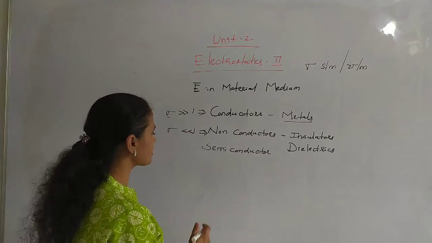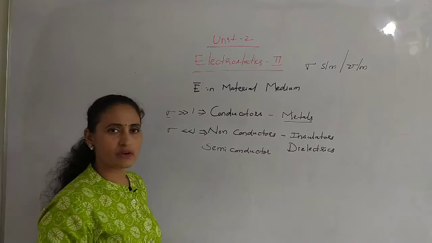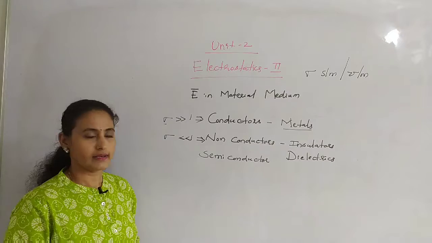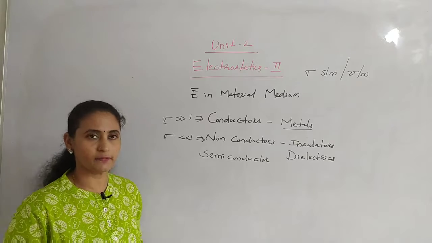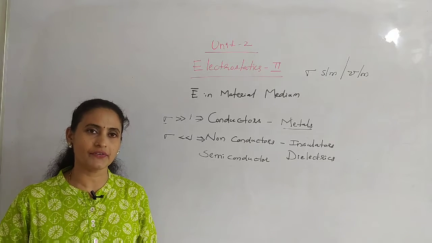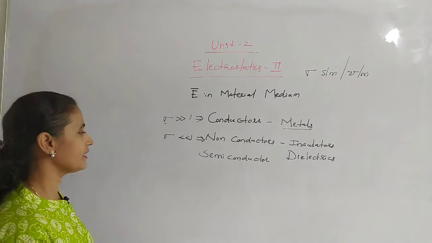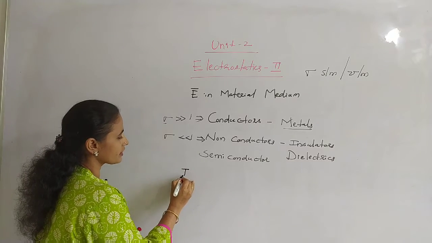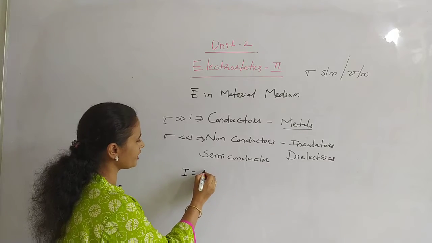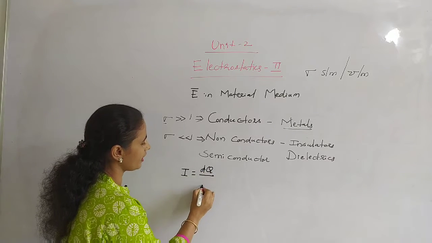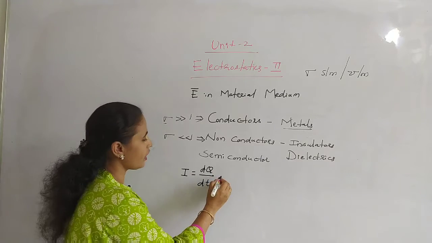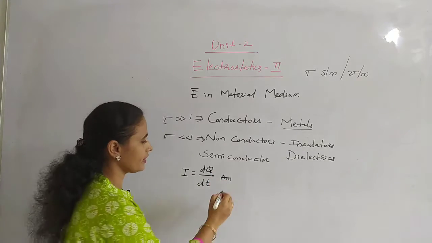Now let us define what a current is, because voltage and current are the fundamental quantities of electrical engineering. The current through a given area is nothing but the charge passing through it per unit time, or dq by dt. So the unit is coulomb per second, or amperes.